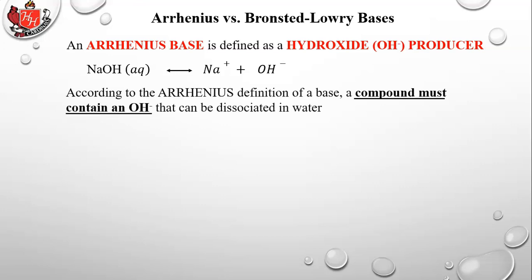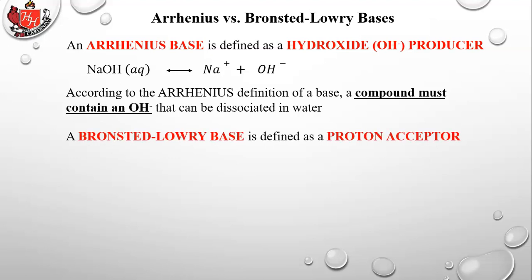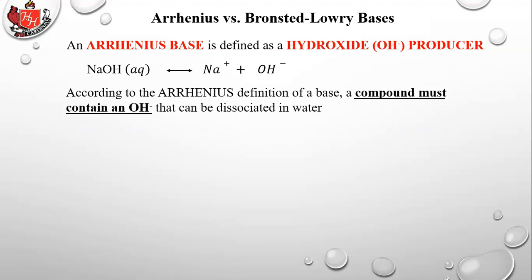According to the Arrhenius definition of a base, a compound must contain an OH- that can be dissociated in water. So if you don't see the letters OH attached to a compound, it's definitely not an Arrhenius base. Now there are some compounds, in fact some acids, that you'll see OHs in. They're not bases, and that's a discussion for another day. But the ones you'll see here are going to be bases.